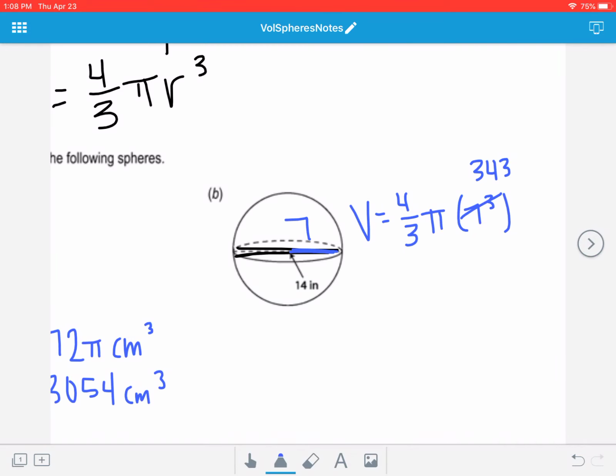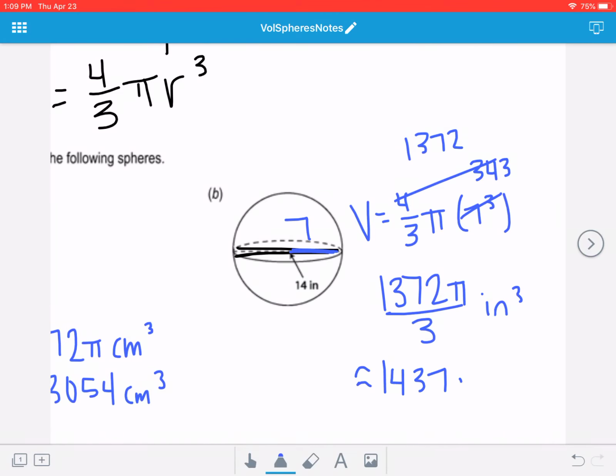I'm going to take that number times 4 and then divide it by 3. It does not come out even. So what I would do is just do the 4 times the 343, which is 1372. So I would write this as 1372 pi thirds inches cubed. If you want to write it as a mixed number, fine. I like improper fractions. They feel like they're kind of easy. If I wanted the approximated value of this, 1372 pi divided by 3, which is about 1,437 inches cubed.